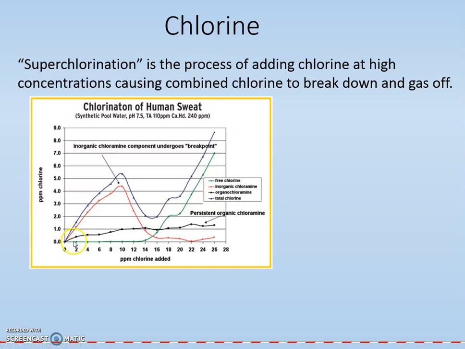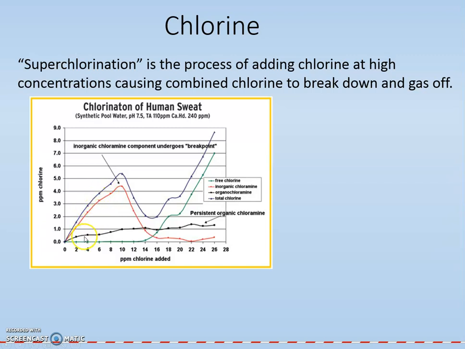So let's look at this green line. This green line would be like adding free chlorine. So as we add free chlorine, you see the concentration doesn't change too much. That's because the chlorine that we're adding goes towards oxidizing or making chloramines. That's what this red line is. So these chloramines here, this is the stuff that smells in your pool.